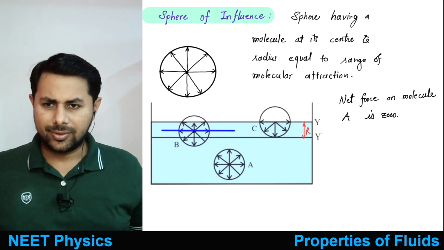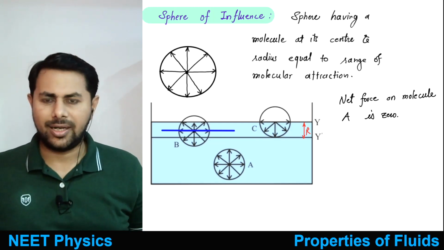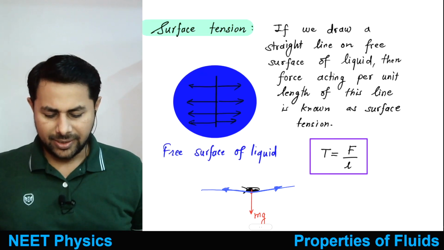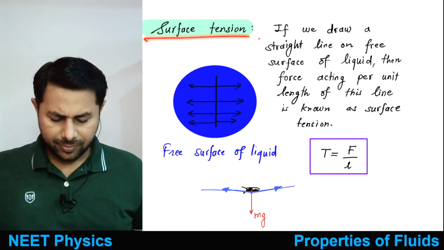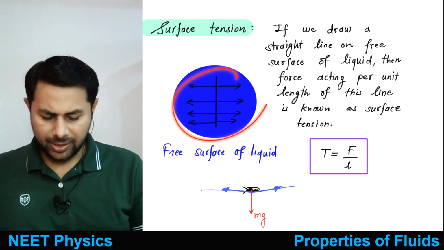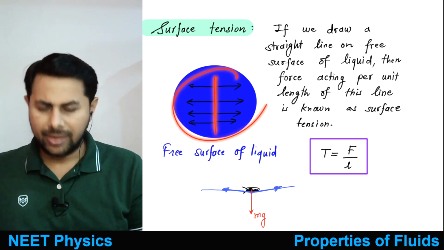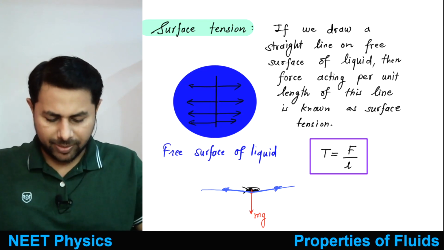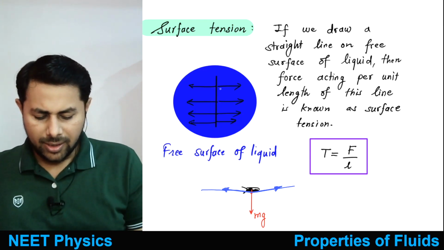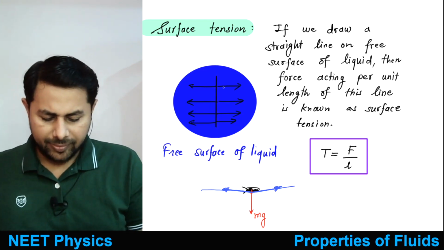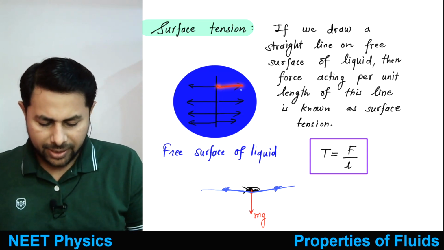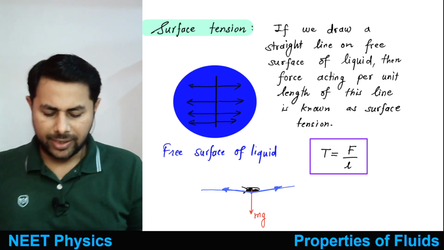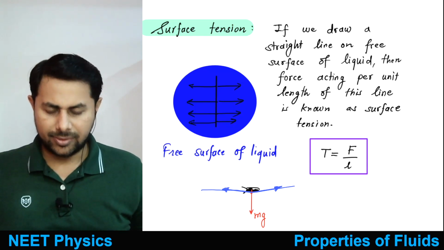Okay, so this force per unit length is called the surface tension, right? What is surface tension? Suppose this is liquid. Now you draw an imaginary line on the free surface of the liquid. This is the free surface of the liquid. Then the force acting per unit length on that imaginary line is known as the surface tension, right?